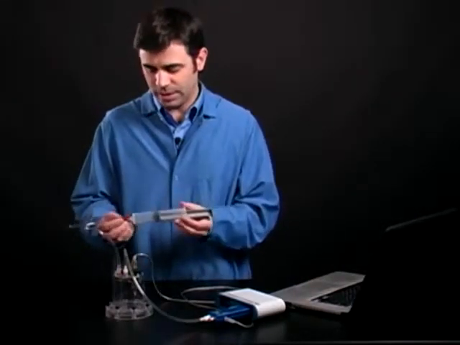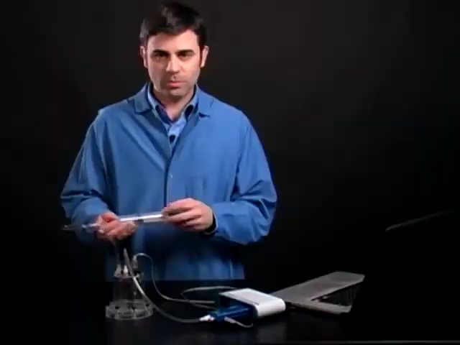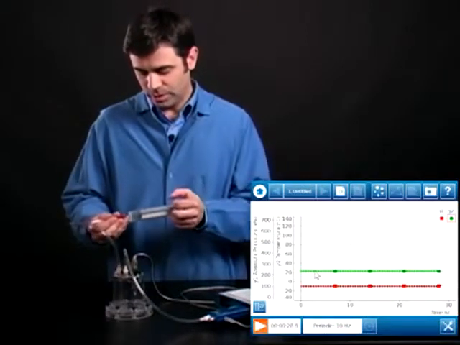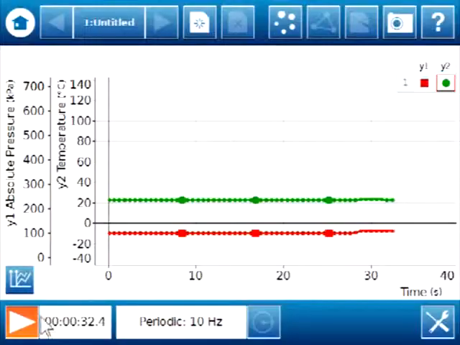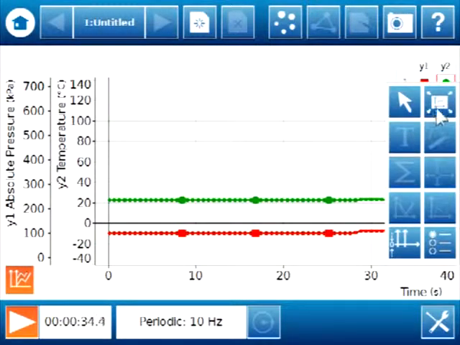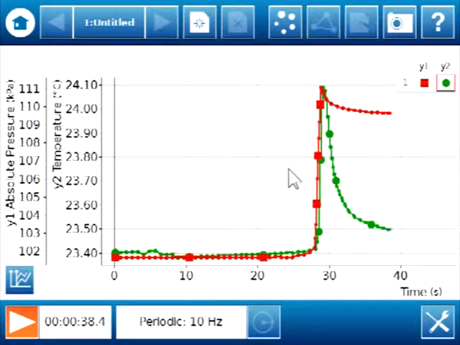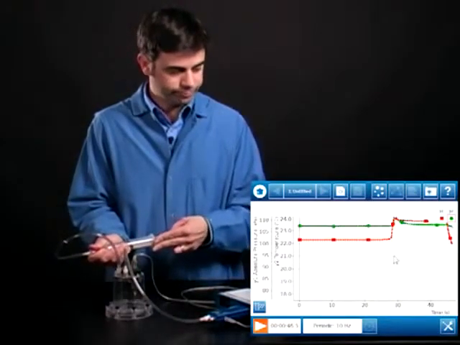Right now I have a syringe attached to a stopcock, and I have it open. I'm just going to push on the syringe to decrease the volume. And we're going to scale this. So now I can see that as I pushed on the syringe, both the pressure and the temperature increased because they are related. And I can do the same by pulling out the syringe.